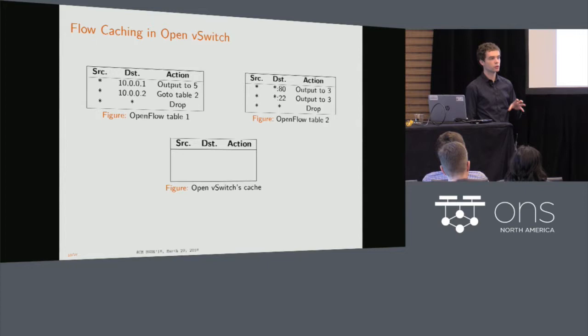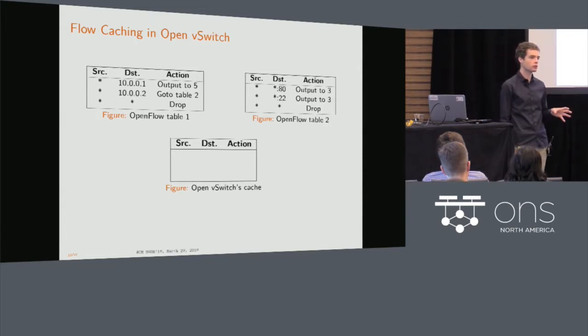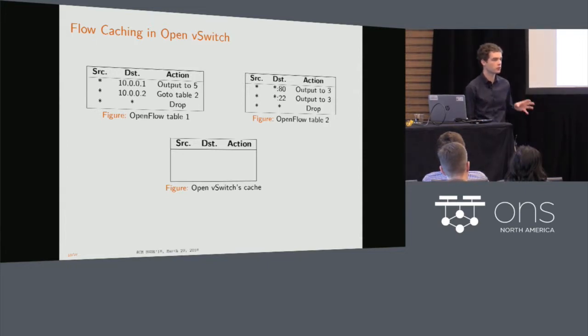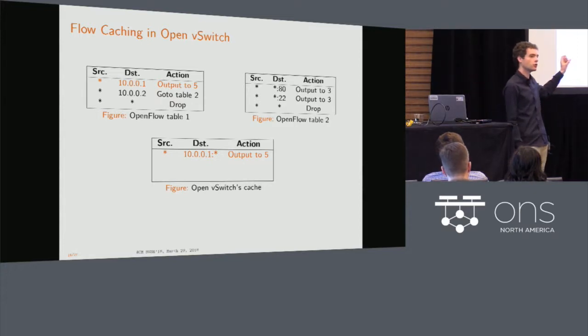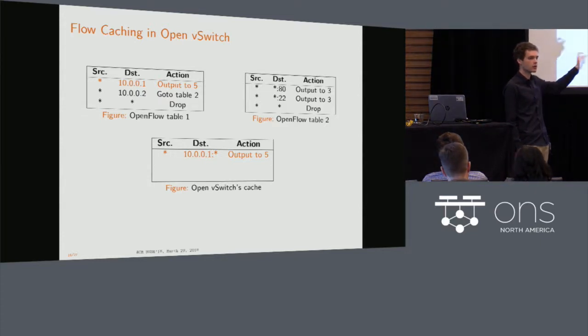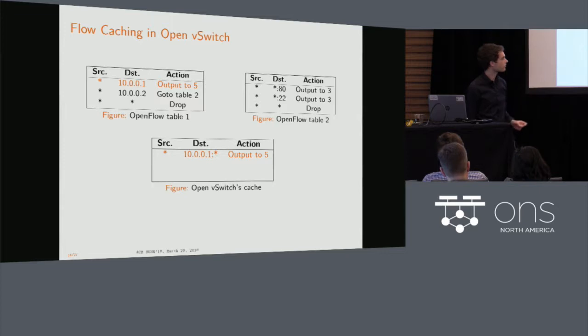So let's look at a concrete example of how it works and what we had to change in order to make it work with our extensions. If we have two tables, and a first packet comes in and matches the first rule in the first table, we know that it will apply the action output to 5. In this case, we can directly install a rule in the cache saying that we matched on the destination IP address, and the action was output to 5.